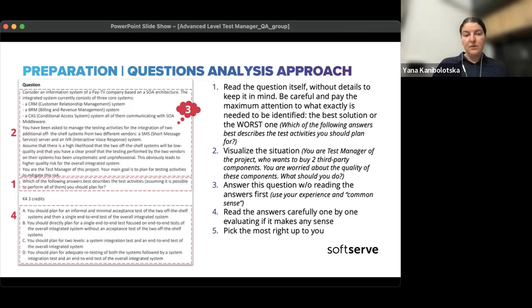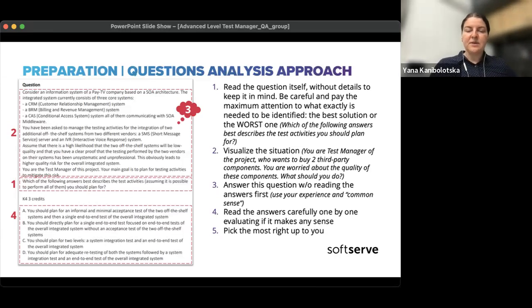Then you will think about possible answers in your head without reading the options. It will be really easier. It works when you just think about possible solutions, and you think, okay, so third-party components, so I need to test somehow how they integrate, maybe do some acceptance testing, maybe. So at least some ideas. And only then you should go to reading the answers.